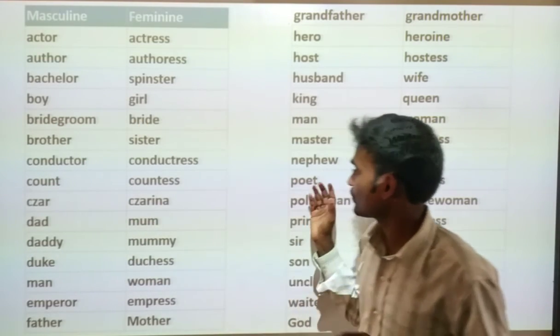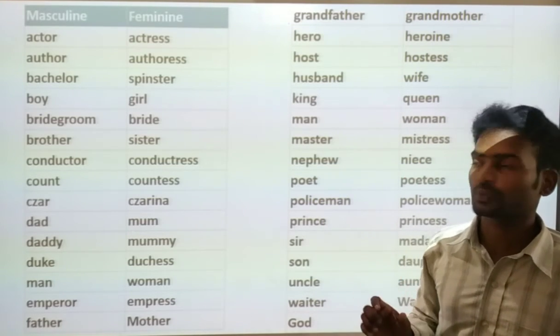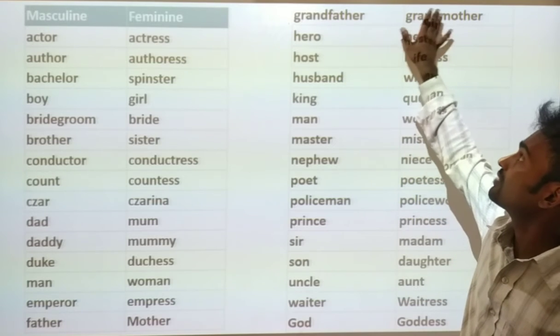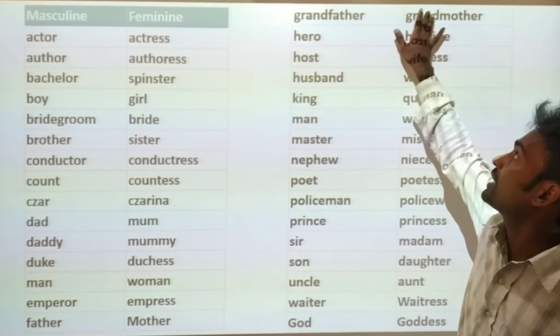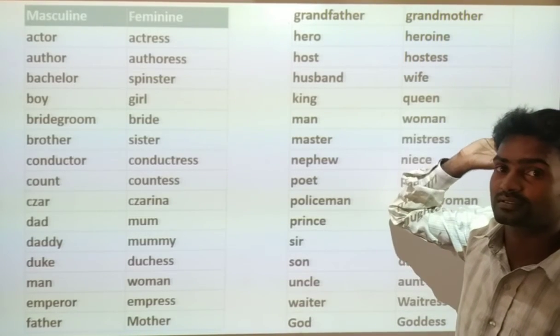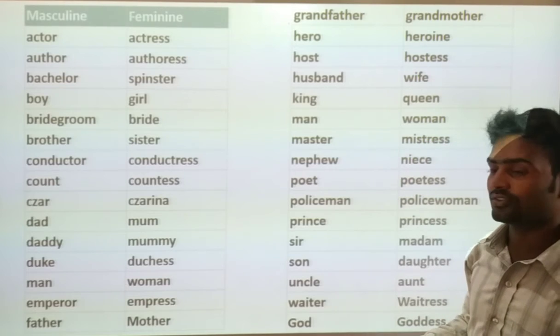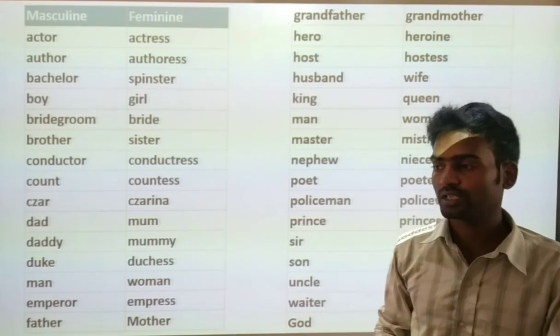The same way here also we have some more examples. There are plenty of examples we have. Here grandfather, yeah, grandfather is a man, right, boy. Same way grandmother. Hero, heroine, host, hostess. So this is how we have lot of differentiations, boy or girl.